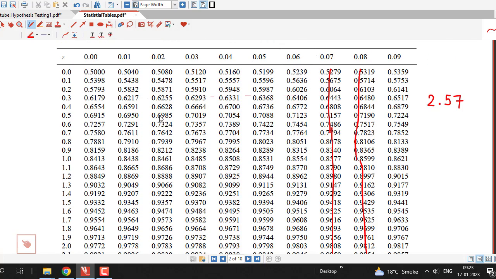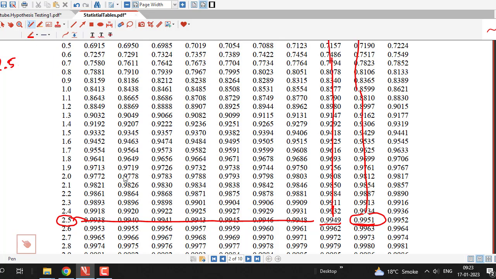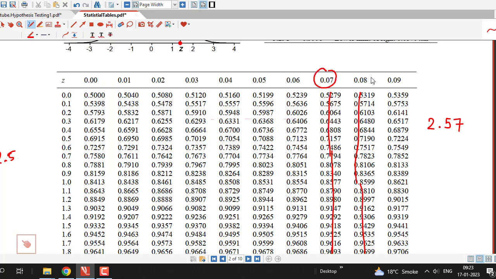On the left side we have 2.50 or 2.5 here, and here, if we consider this row corresponds to 2.5, and these two values which are near to 0.995 are related to 0.07 and 0.08. So I have to add 0.07 to 2.5, and similarly I have to add 0.08 to 2.5, and I obtain these two z values, and I have to take their average.